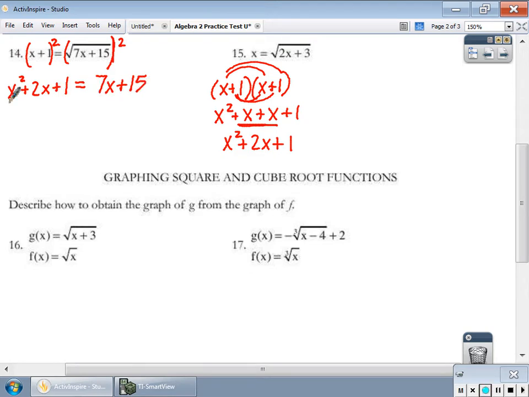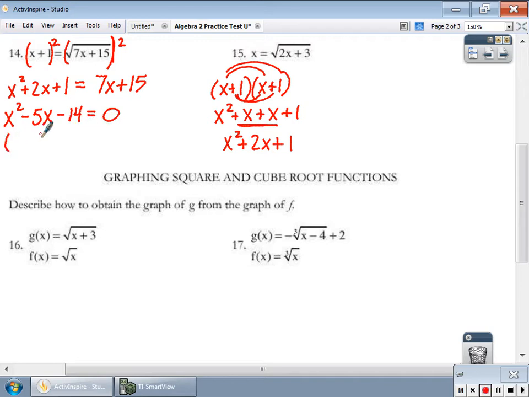Now this is a quadratic equation. And so any quadratics, you need to get 0 on one side. So I'm going to move the 7x and the 15 over here. I want the x squared to be positive, so that's why I'm moving these over here. I'm going to subtract 7x from 2x. We're going to have 2x minus 7x is negative 5x. And 15, I'm going to subtract from each side. 1 minus 15 is negative 14, and now we're equal to 0 and we're good to go.